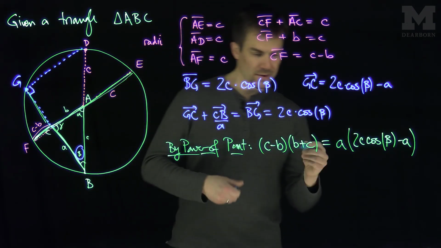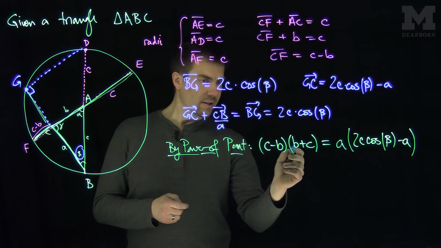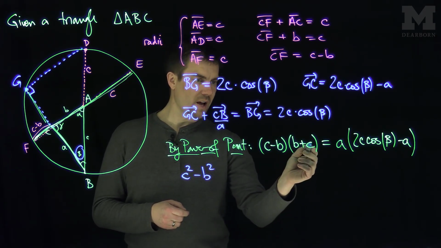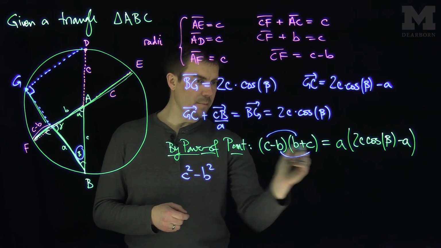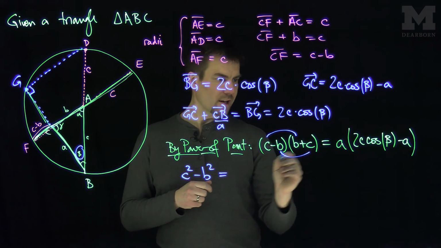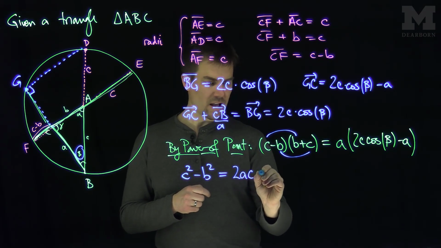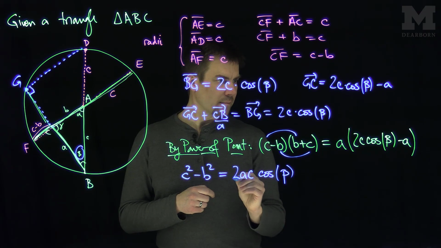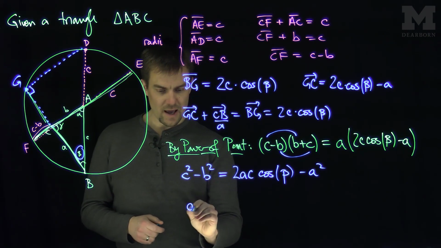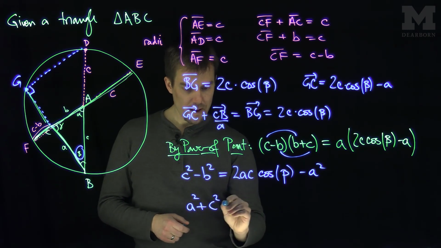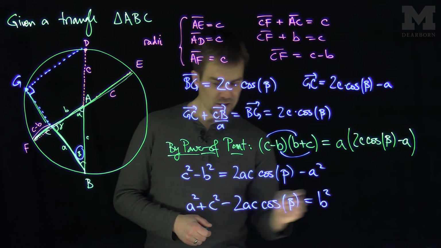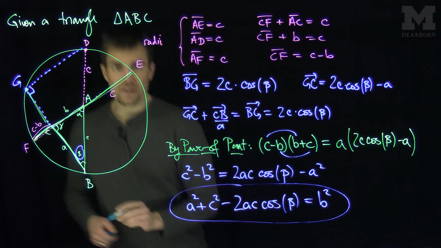So the power of a point theorem gives us this relationship between a, b, c, and the cosine of beta. And so now let's multiply this through. This left side is going to be c squared minus b squared, and there are no cross terms because I'm going to have a positive bc and a negative bc, so those will cancel out. So the left-hand side is c squared minus b squared. And now what's the right-hand side? The right-hand side over here is going to be 2ac cosine of beta minus a squared. Now I can rearrange this and write it in the following way. I can write this as a squared plus c squared minus 2ac cosine beta is equal to b squared.